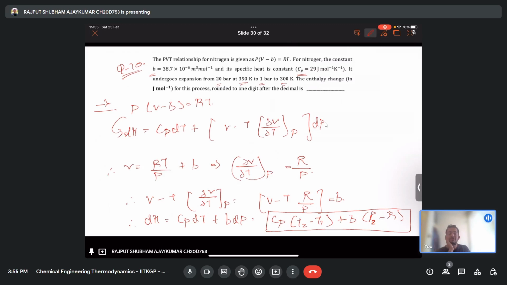There is nothing I've done, I've just simplified the equation in terms of change in the enthalpy, in order to find out the change in enthalpy of the process if it is going under expansion, and we have been given the initial pressure, final pressure, as well as the initial and final temperatures. You just have to put T1, T2, P1, P2, and Cp has been already given to us, and the B value is also there. Just put all the values into this equation and you will find out the change in the enthalpy, delta H. That's the final answer.